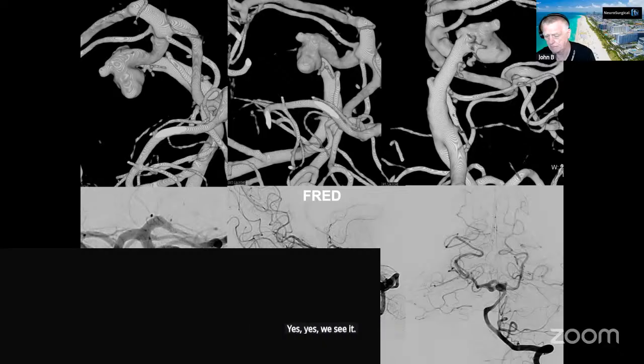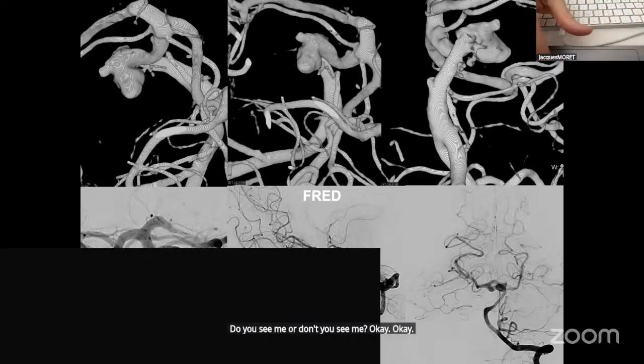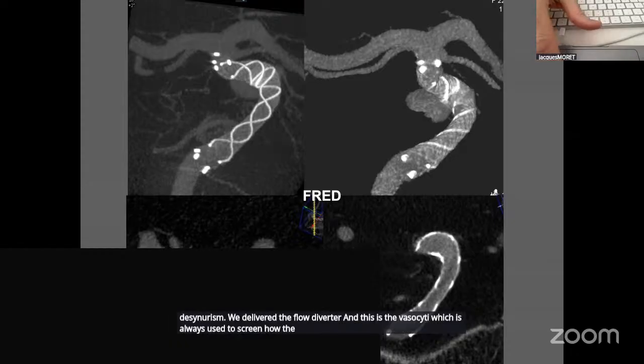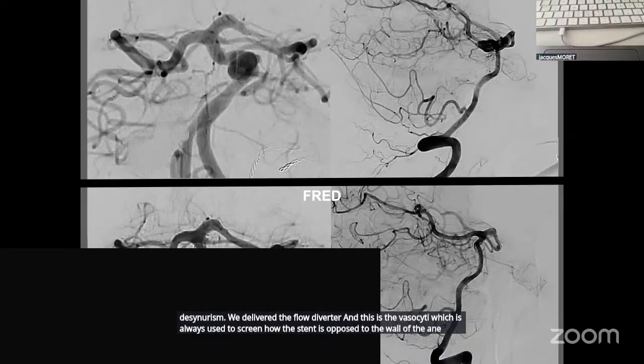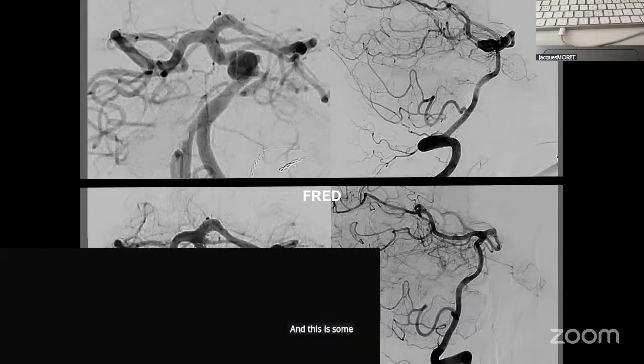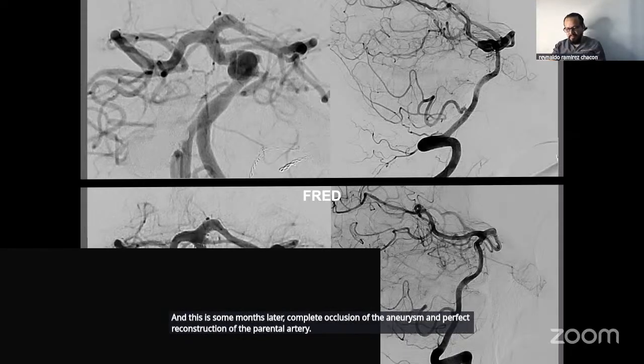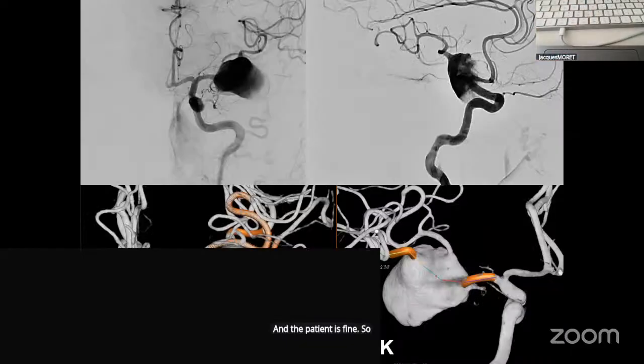Okay. So you see the aneurysm, this aneurysm. We delivered the flow diverter, and this is the vasocity, which is always used to screen how the stent is opposed to the wall of the aneurysm and the wall of the parent artery. And this is some months later, complete occlusion of the aneurysm and perfect reconstruction of the parent artery, and the patient is fine. So there is no question that this is a revolution.